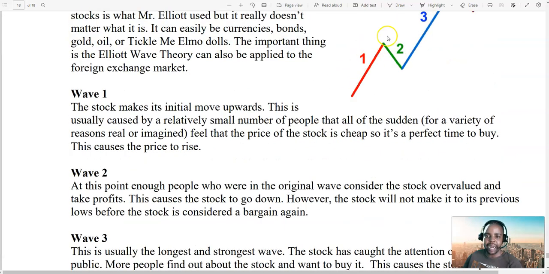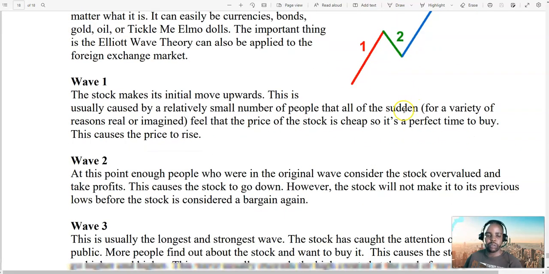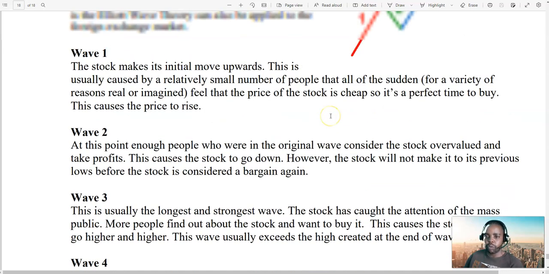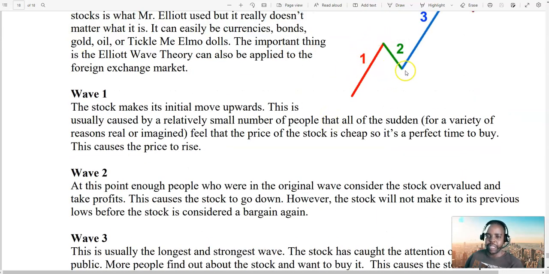This happens right here. Just the take profit part does cause the market to regress just a little bit. This causes the stock to go down. However, the stock will not make it to its previous lows before it is considered a bargain again. No, it won't make it to this level. So you just have this line here as your support. You draw a line as a support.